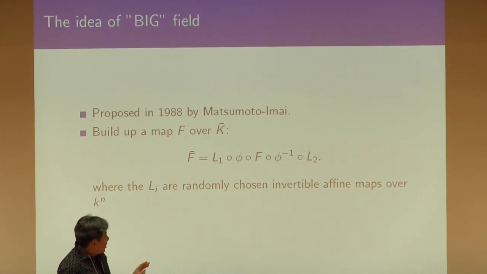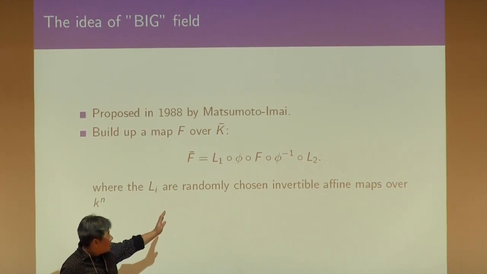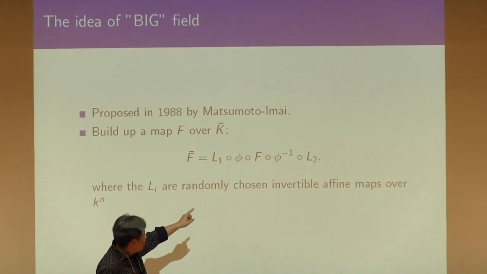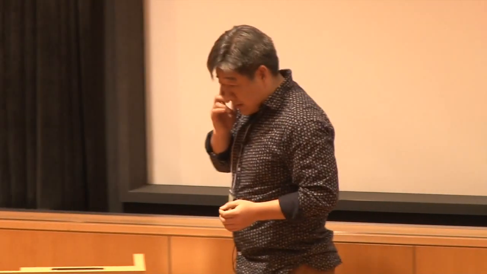Remember what I just did about the Rainbow. We have two linear maps, L1 and L2, on the ends. But in the middle, instead of writing F, I write F composed with phi and phi inverse. The reason is very simple: we do the construction over the large field, and I need phi and phi inverse to move the map down to the vector space of the finite field. That's the basic idea. So this is the construction.